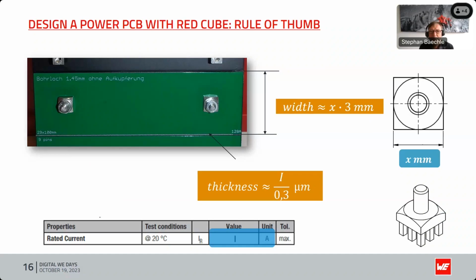So what do we have to respect regarding the width of our track? It should be 3 times the width of our product. For example, when we have a product with 7 millimeters, the width of the track should be 21 millimeters. And regarding the thickness, we have to look at the current we want to transport. The current has to be divided by 0.3, and then you get the thickness of the copper for the PCB. And this you can divide again into the layers, and we make a little example on the next slide.